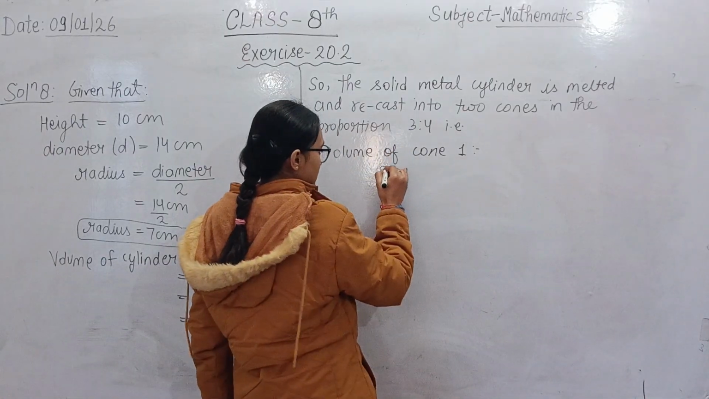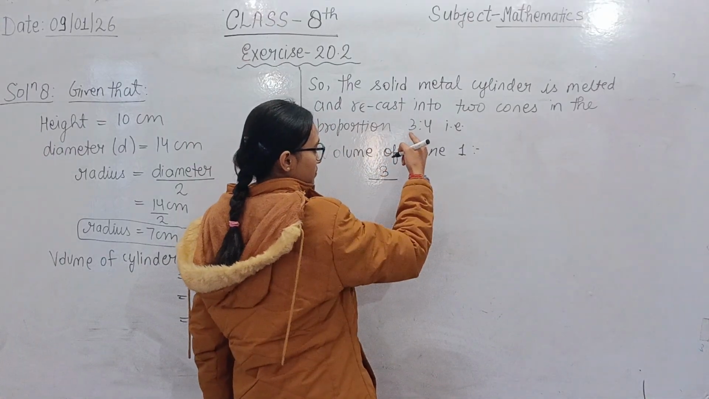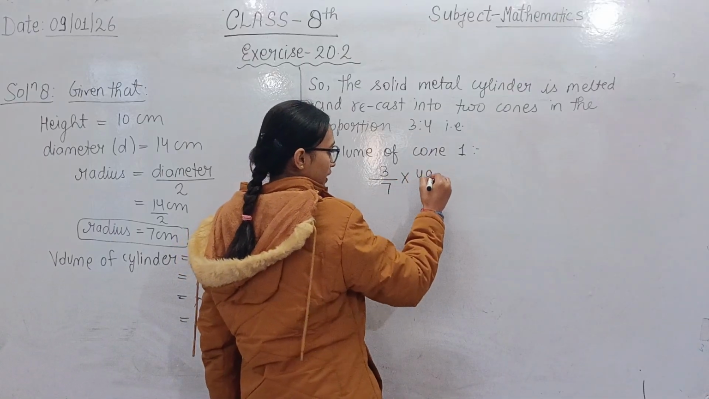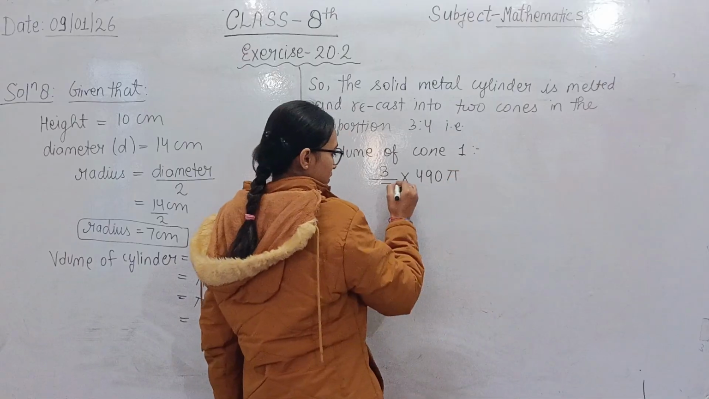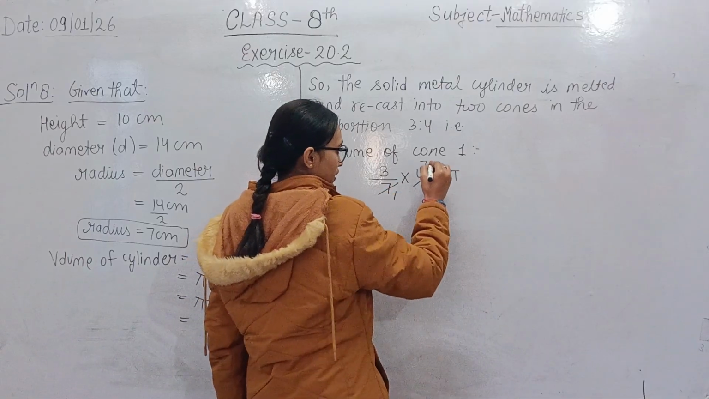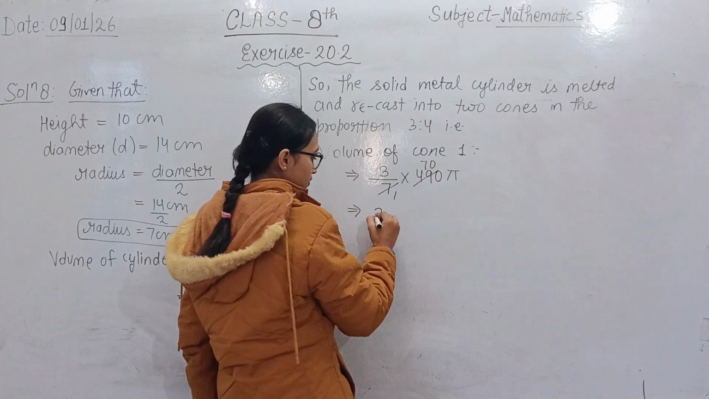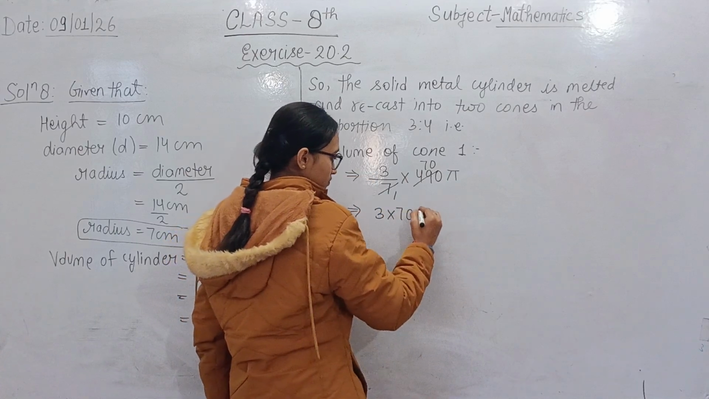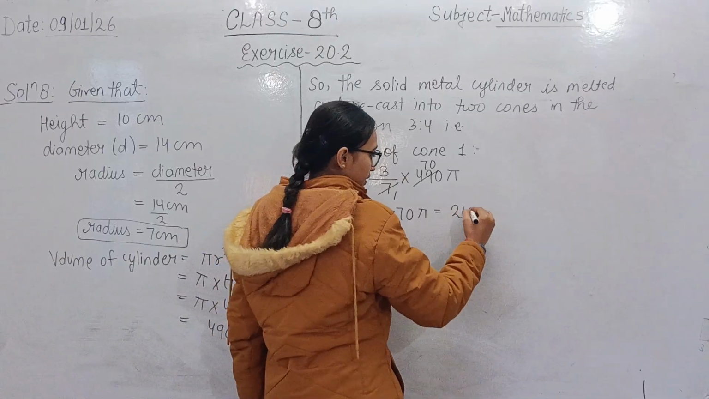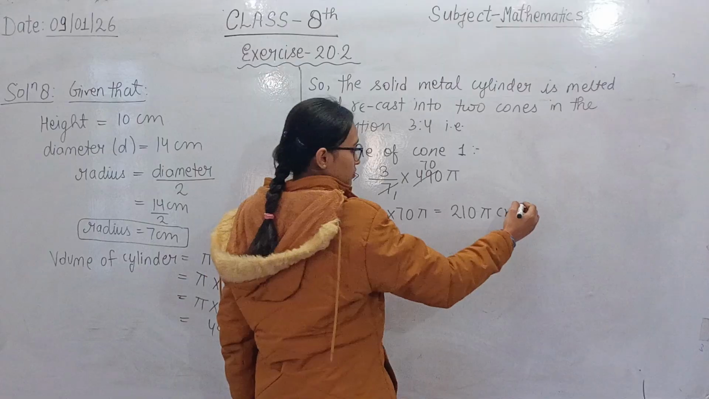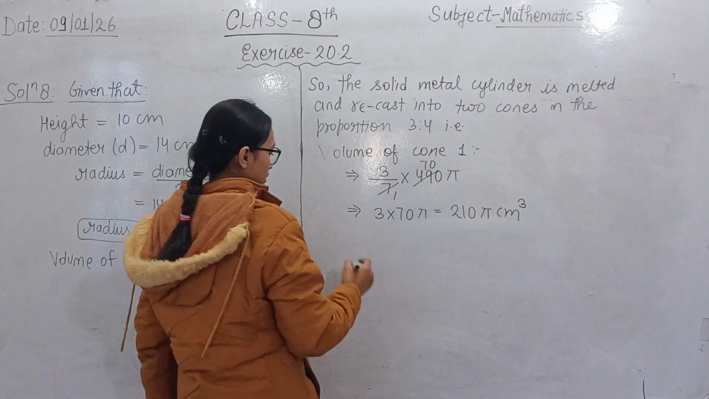So here volume of cone first will be calculated as 3, first term, upon total, that is 7, multiplied by 490 pi. 7 ones are 7, 7 sevens are 49, and 7 zeros are 0. On multiplying this, we get 210 pi. Unit will be centimeter. We are calculating volume, so in power it will be 3.